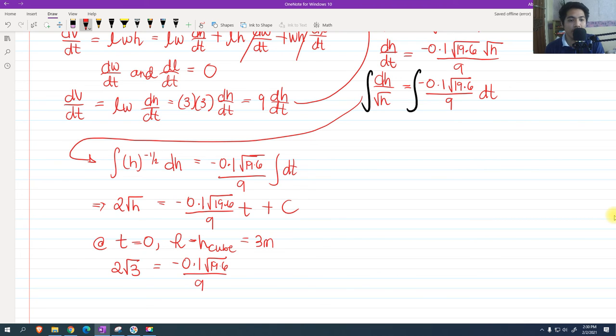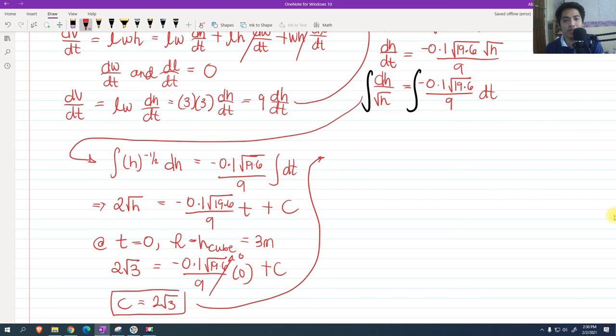So our t would be 0, so this term would be 0 plus c. Hence, our value of c is 2 square root of 3. And then we have now the particular solution, such that we have 2 square root of h equals negative 0.1 square root of 19.6 all over 9 t plus 2 square root of 3. That is our model equation.